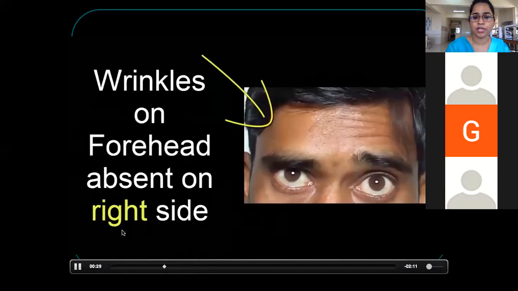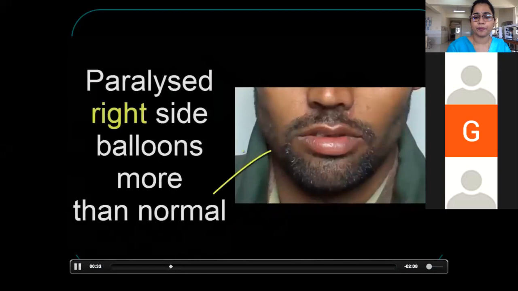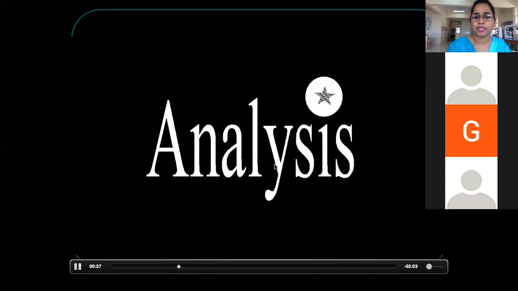Once again, I'll show you that forehead. Can you see that? Horizontal wrinkles. When you ask the patient to close the eyes, one side of the eye closes, the other side doesn't close well. Blow, buccinator, one side is weak.